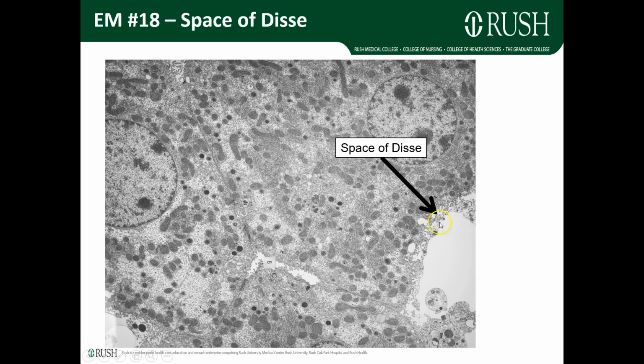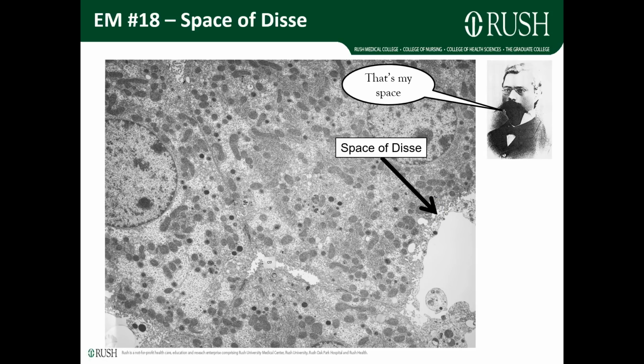But here, there are parts of the endothelial cells which are in juxtaposition to the hepatocytes here. The space between these two cells is referred to as the space of Disse. It's named after Mr. Disse.